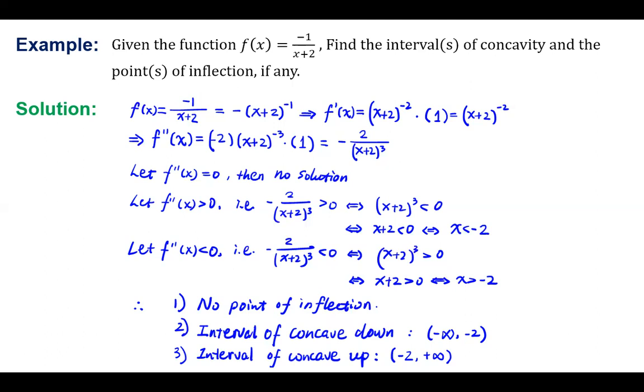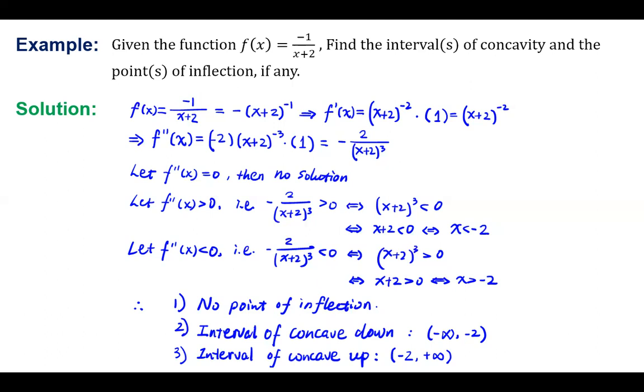Next, we can let the second derivative be less than 0 and find that x is actually greater than -2, right? Therefore, we know when x is greater than -2, that interval is called an interval of concave down, right?